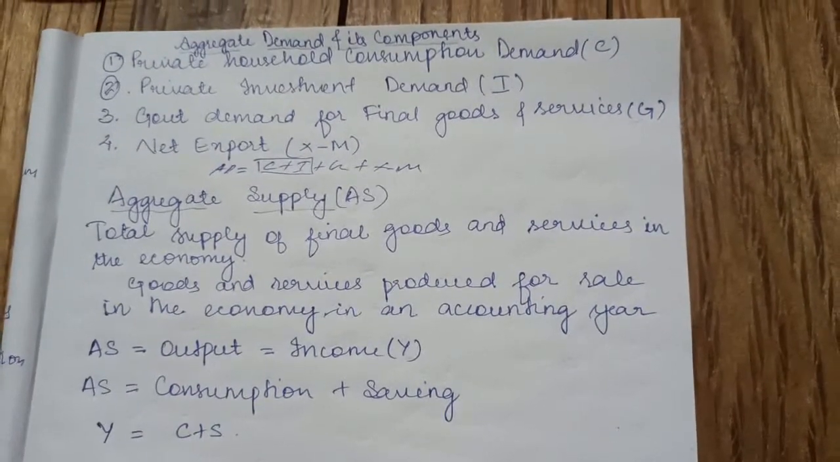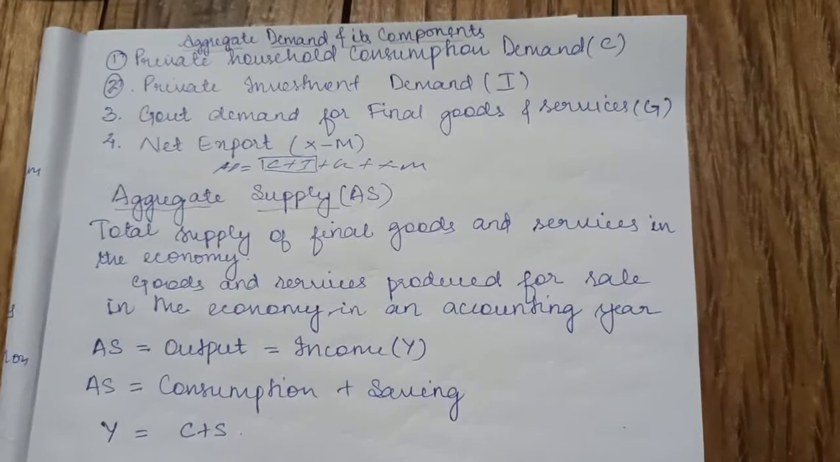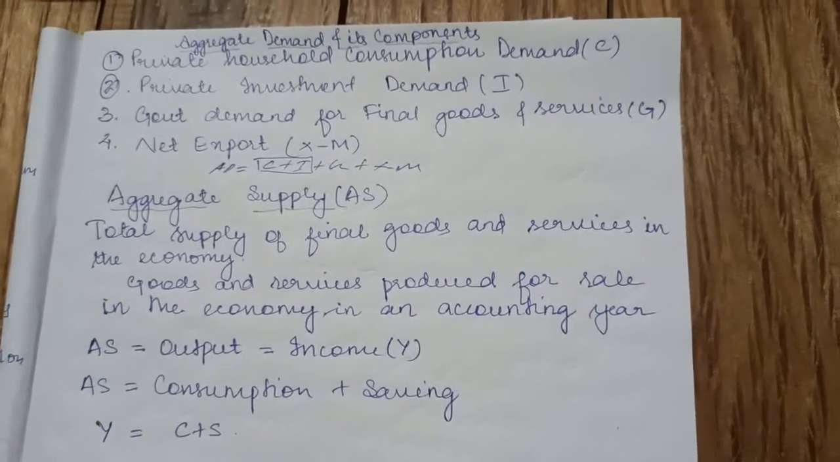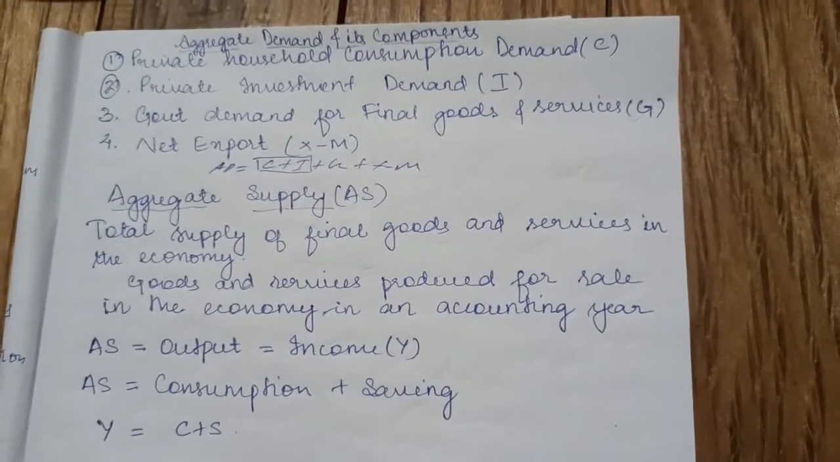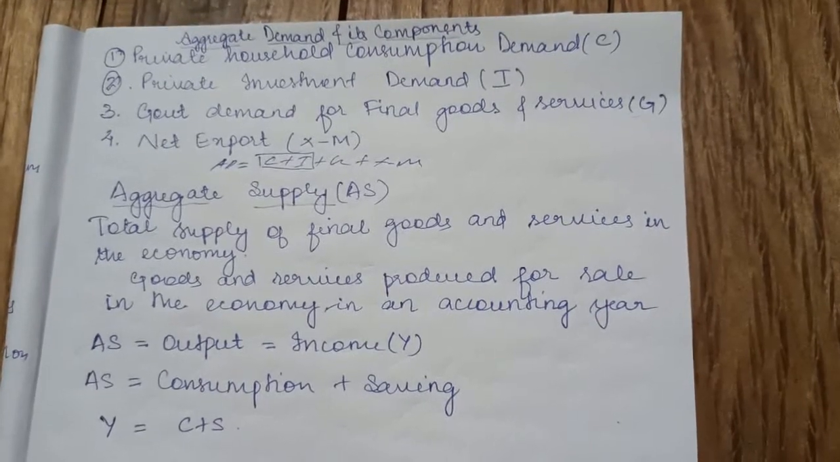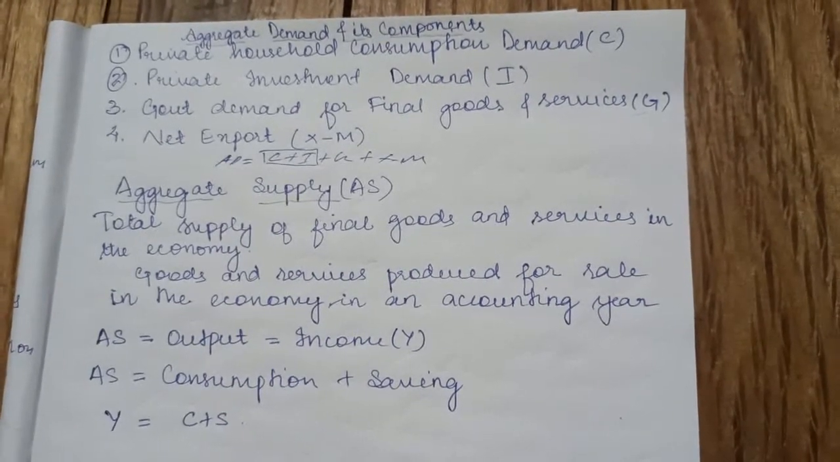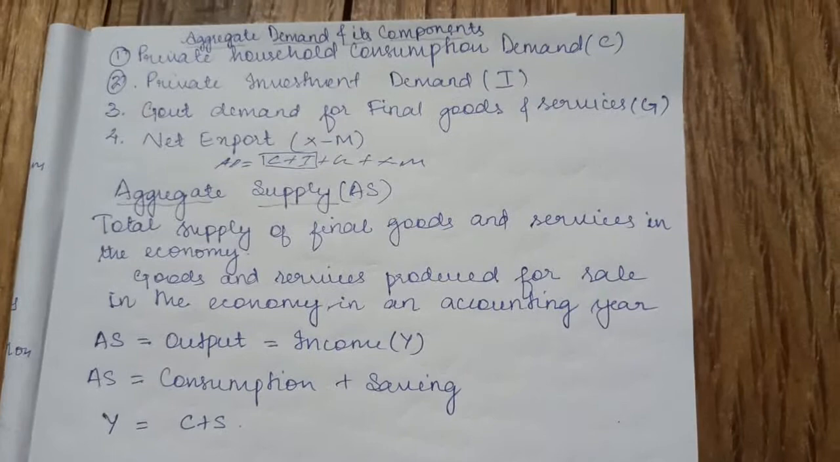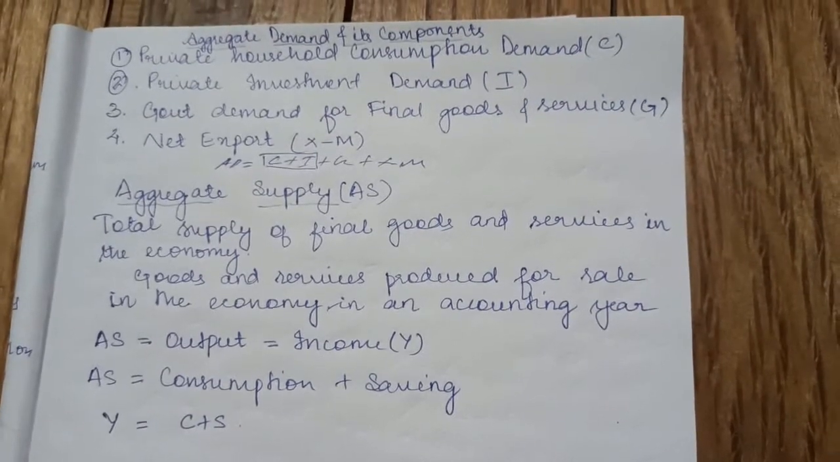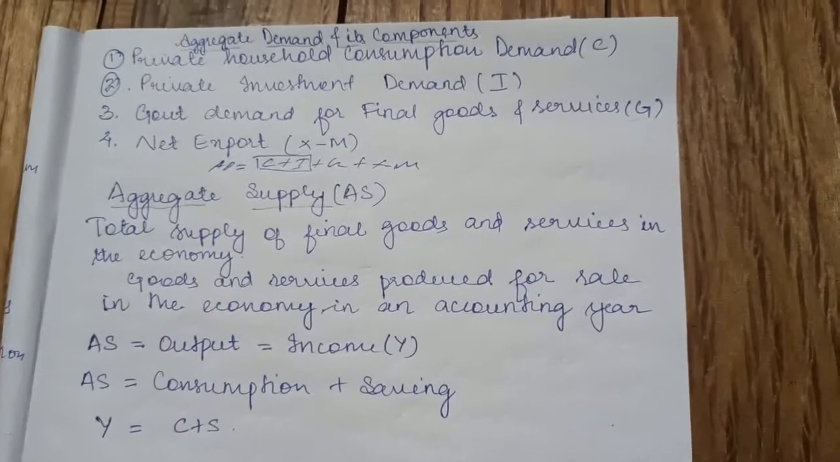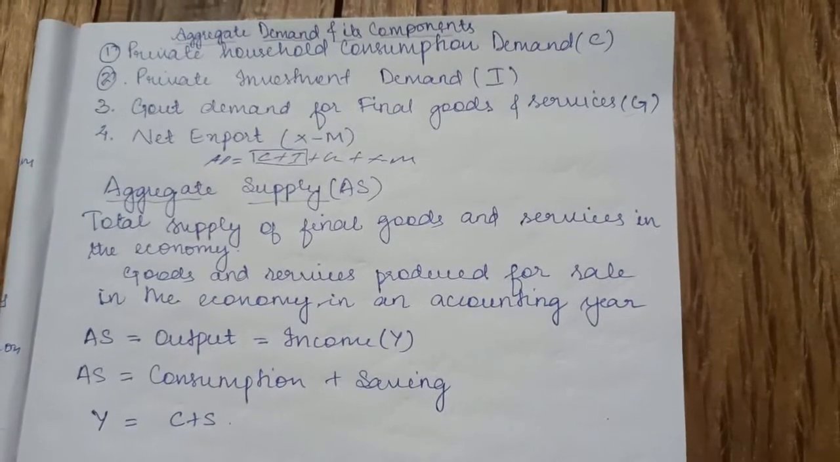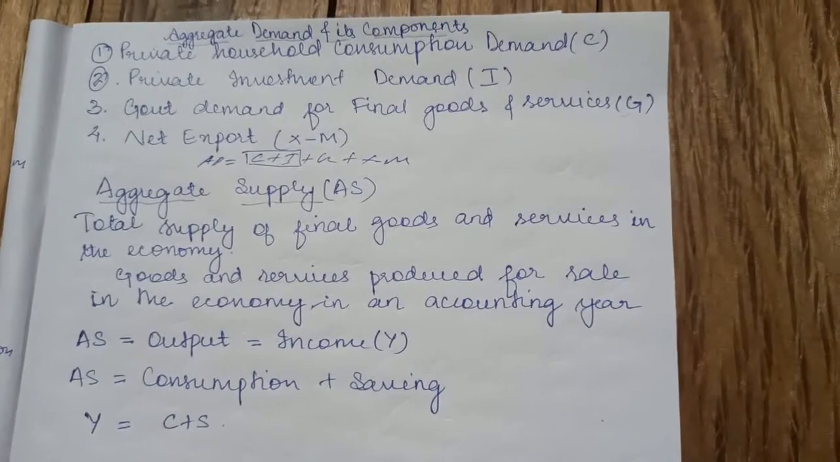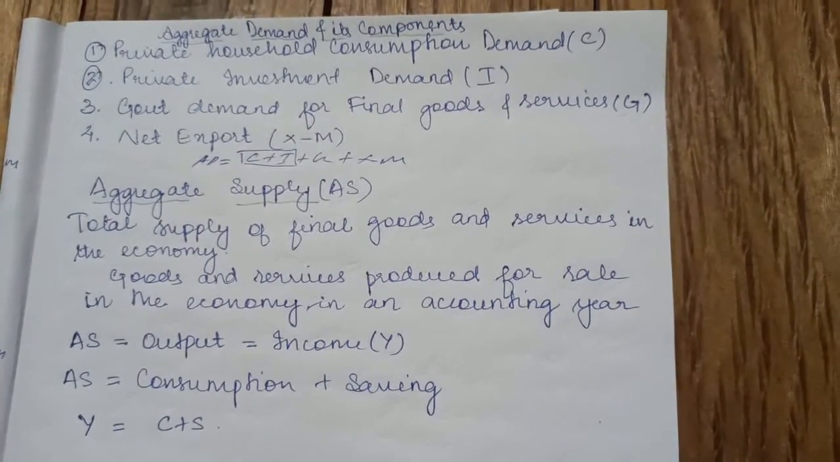Then we have private investment demand. This refers to planned expenditure that is to be made by investors or firms or producer sectors or even entrepreneurs on creation of new capital assets like machines, capital, tools, equipment, machineries, expansion of buildings, etc. in an accounting year, okay? And it is denoted by I.